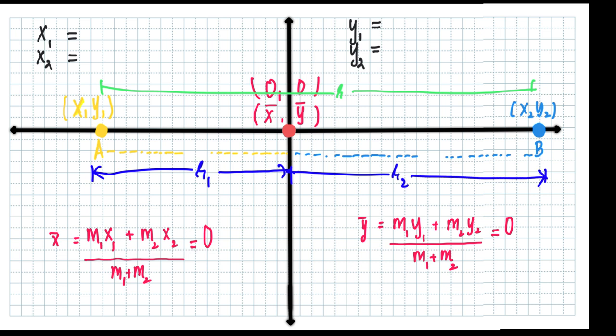In which case, what is x1? x1 is r1. What is x2? x2 is r2. What is y1? As in the previous case would be 0. As in the previous case, y2 will also be equal to 0. And therefore, since y1 and y2 is equal to 0, this complete fraction is now equal to 0. Therefore, y bar is also equal to 0. But what about m1 x1 plus m2 x2?